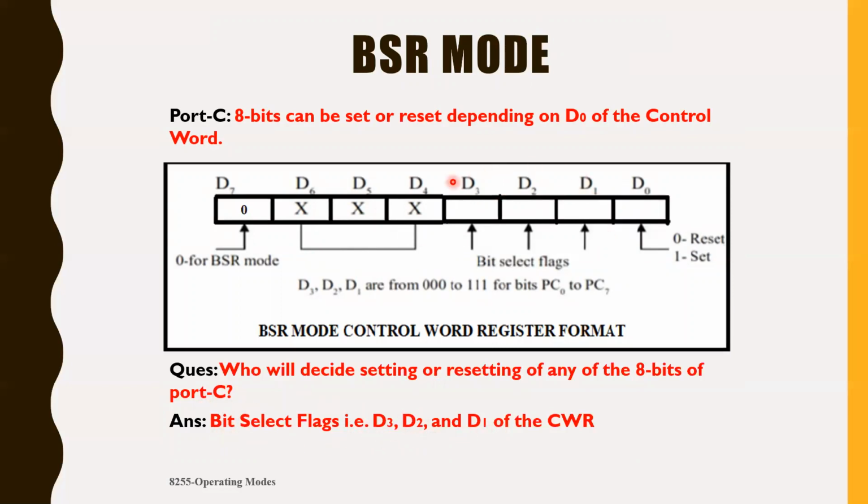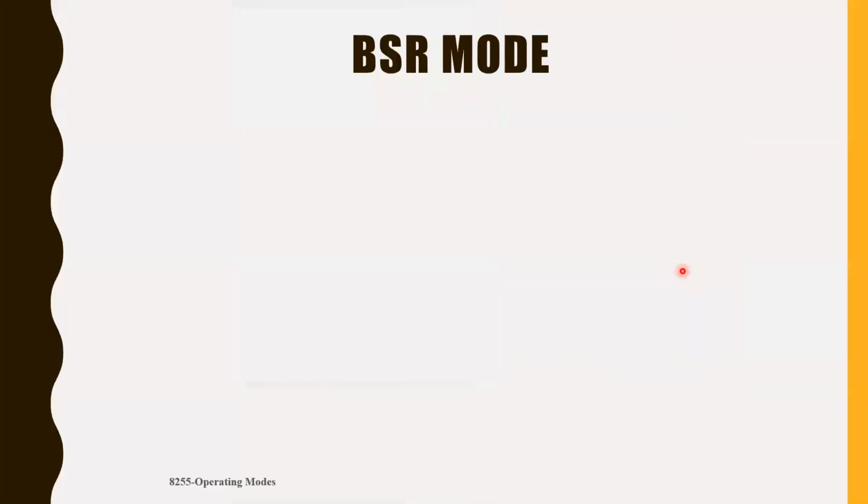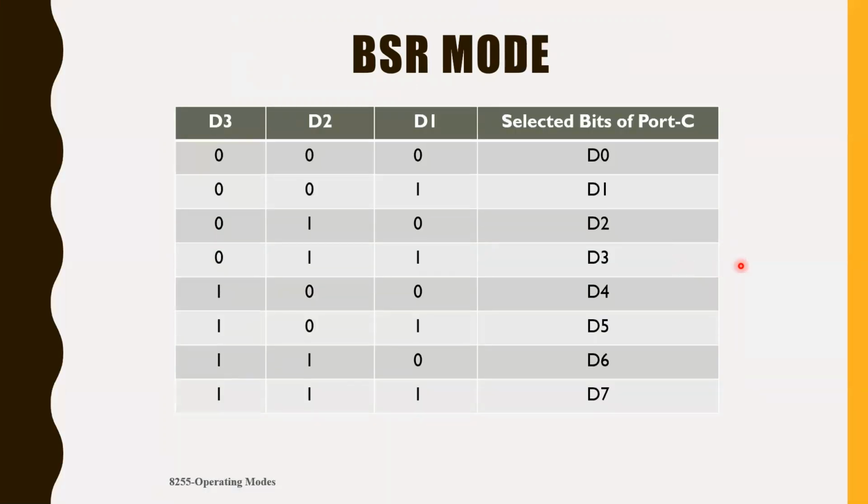So the combination of these 3 bits will decide which bit of port C can be either set or reset. Whether it is set or reset can be identified with the help of the D0 bit of this control word. If this cell contains the 0 value, it means that the particular bit of port C is reset, and if this cell contains 1 value, it means that the particular bit of port C is set. Let's try to understand it further with the help of this functional table.